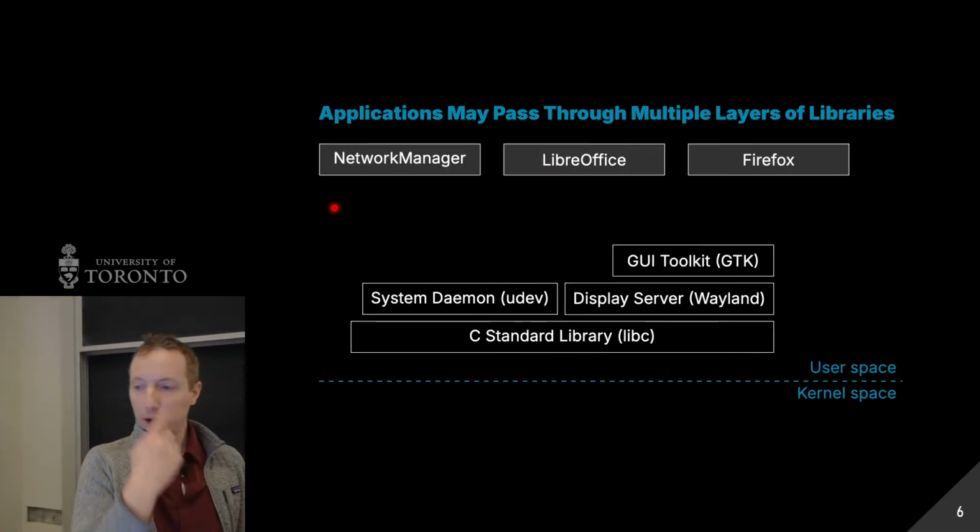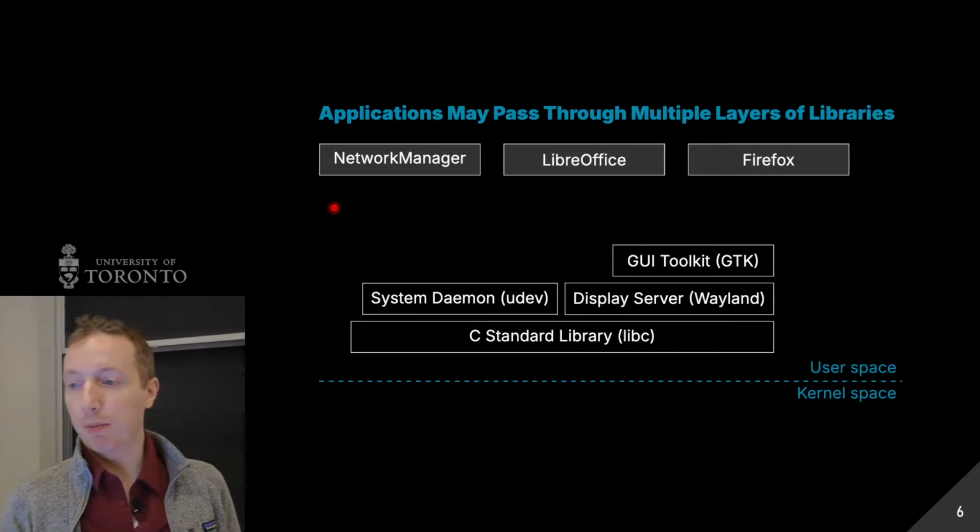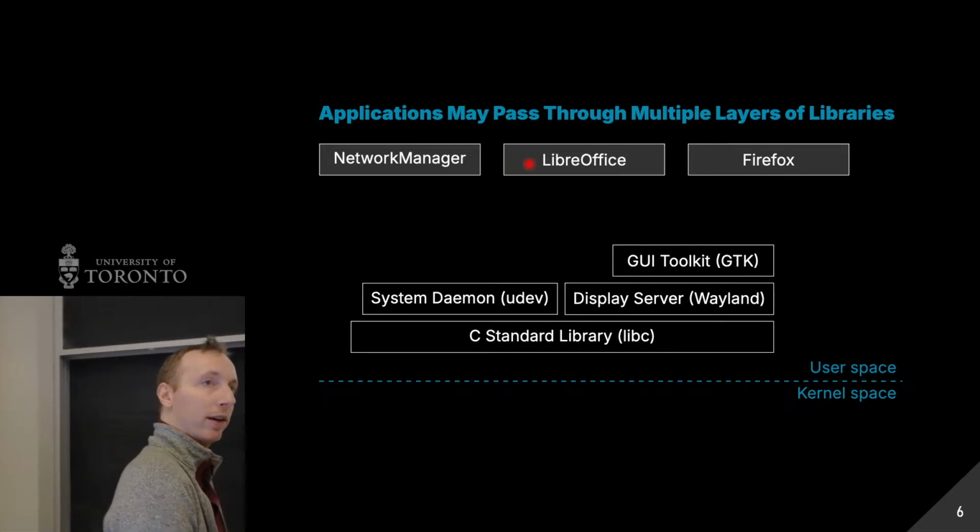Then we talked about libraries briefly. Applications could pass through multiple layers of libraries.